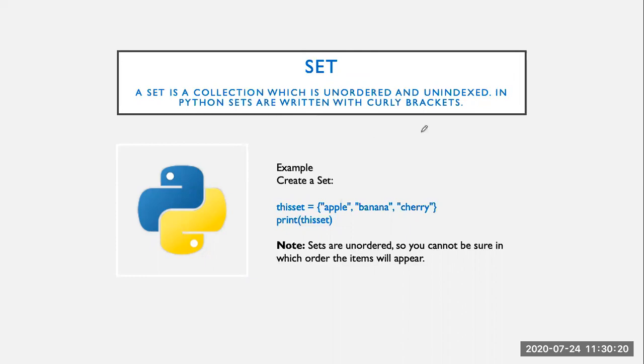This means in Python, how can we identify sets? Sets are written with curly brackets. We can see that this is a set. We have created a set with the same 3 items, but we have used curly brackets. When we print this, it will print all three values. But a very important point to note here is that sets are unordered. So when we print these items, we are not sure in which order these items will appear because the sets are unordered. Okay.